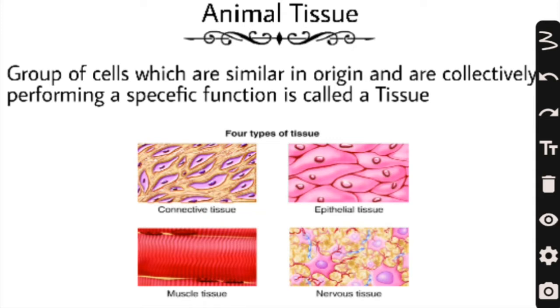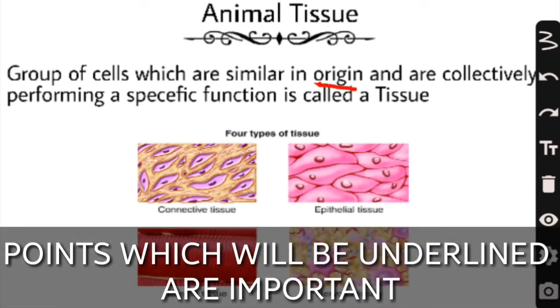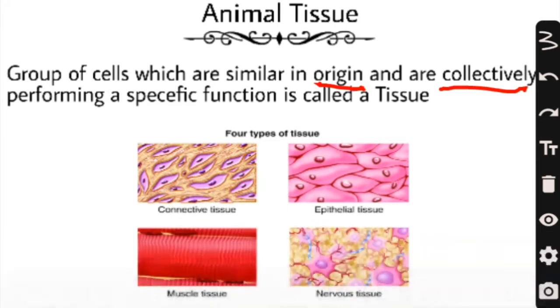So we start with the definition of animal tissue. What is it? Tissue क्या होता है? It is a group of cells which are similar in origin and are collectively performing a specific function, is called a tissue. Cells का वो group जिनका origin similar है and they are performing a function collectively, it is what is called tissue.